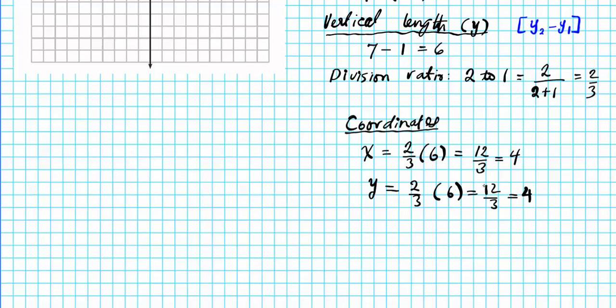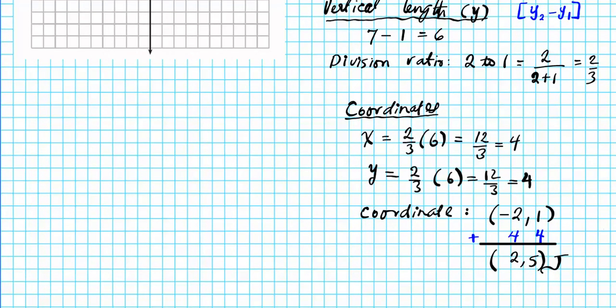Okay, so what are the coordinates going to be? Starting from P, we're going to go 4 units up and 4 units to the right. So let's write down what the final coordinate is going to be. Starting from the point (-2, 1), we're going to add 4 to the x and 4 to the y, because that's the bigger section of our division ratio, 2 to 1. If you carry out the addition, you're going to have (2, 5). So this takes us to point J, okay?